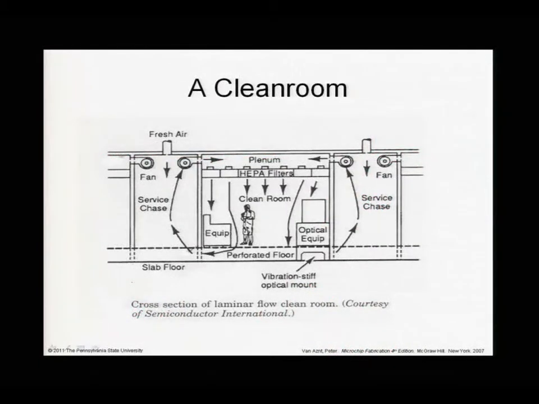Here's a good schematic of a clean room, and you can see the plenum chamber up here where the air is collected, then flows through the HEPA filters into the clean room. You can see different pieces of equipment. Maybe there are different workstations here where different things are being done, and the air flows out through the floor, goes through the service chase, and then gets blown back again through the clean room. And then, of course, there's the fresh air makeup taking place. And as we said, you want to make sure this is laminar flow to minimize mixing.